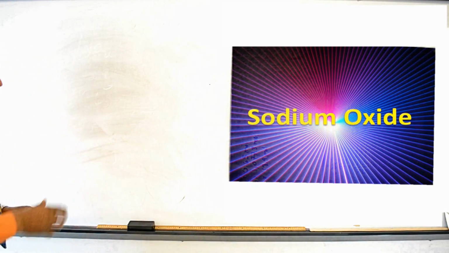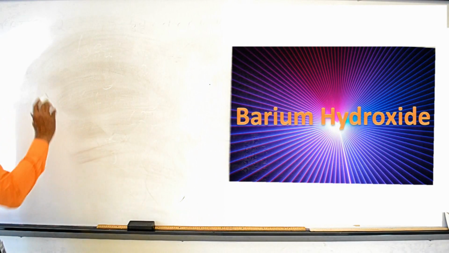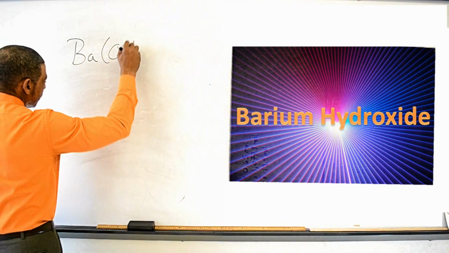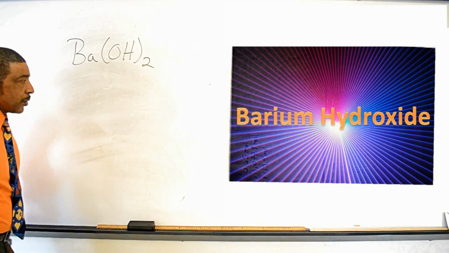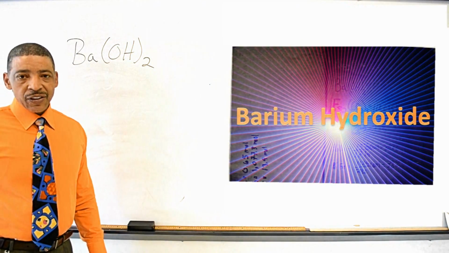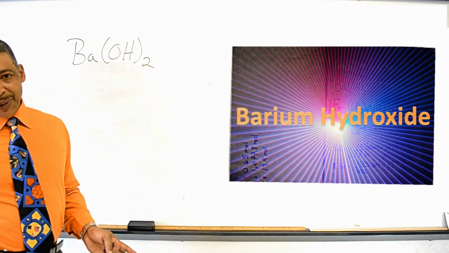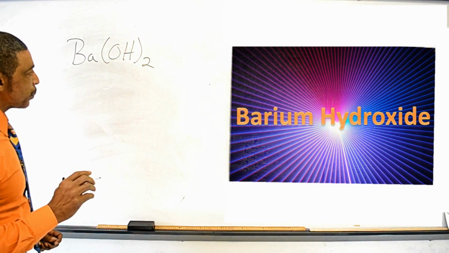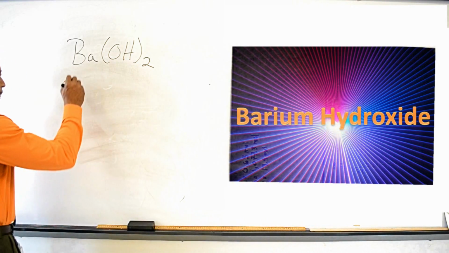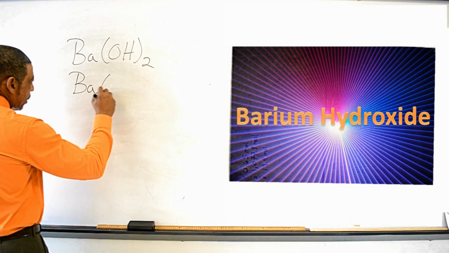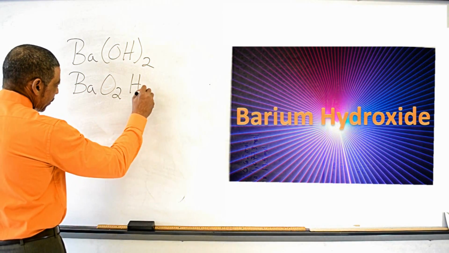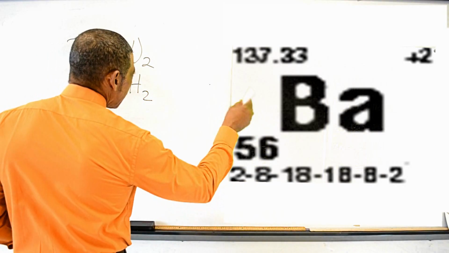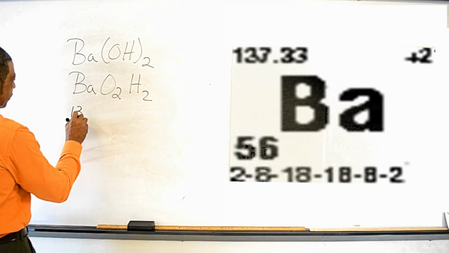Let's try determining the molar mass of barium hydroxide. Now, clearly this formula has a parenthesis. We can't deal with parentheses, so we must eliminate it. We eliminate the parenthesis by distributing the 2. BaO2H2, great.